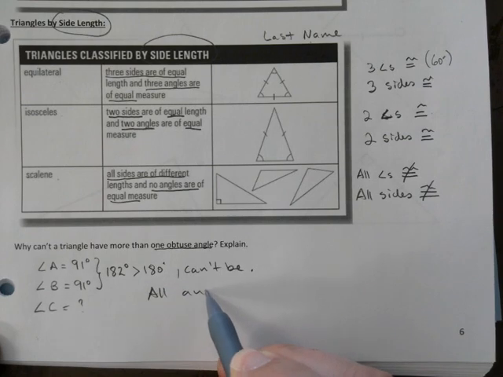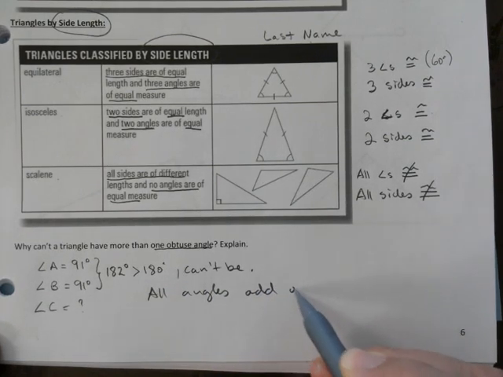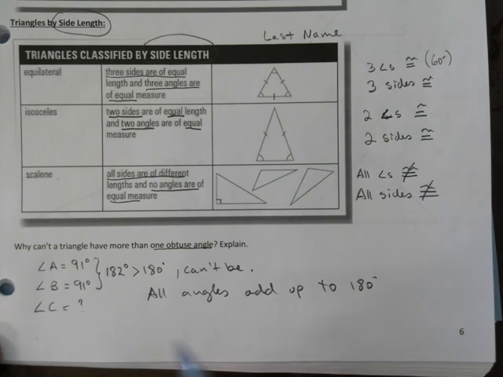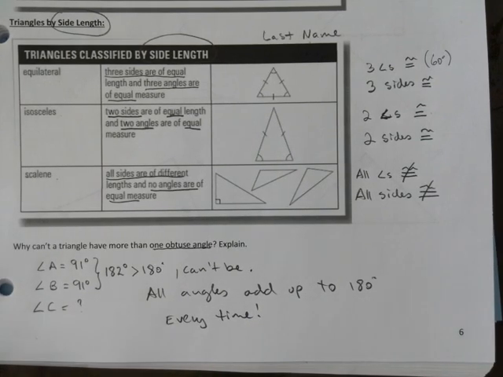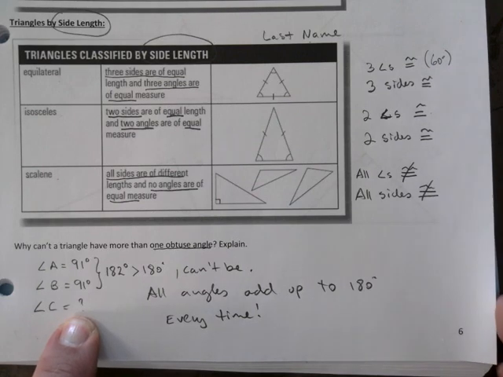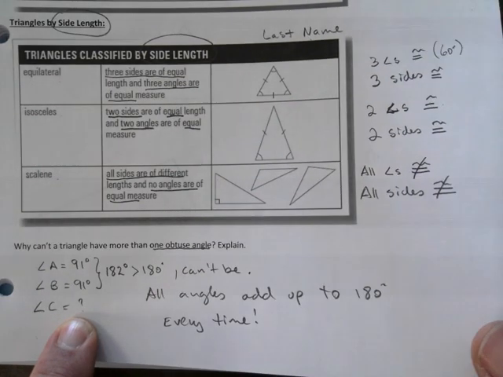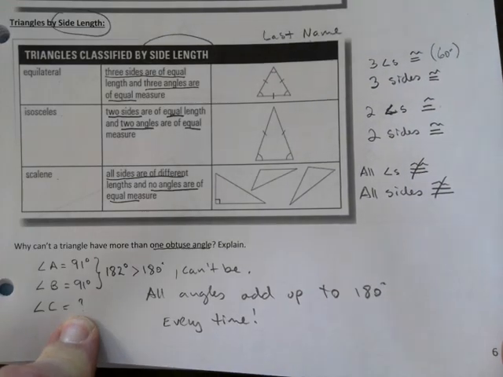All angles add up to 180 degrees every time. So having more than one obtuse is impossible because that would violate the 180 rule, right? It would break that rule. There's no way around it. Even if you had two angles that are 90, two right angles, impossible because then you would be at 180 already. What about the third angle, right? So keep that in mind. I might ask you for true and false here and there. And so this is the reasoning that you can use.